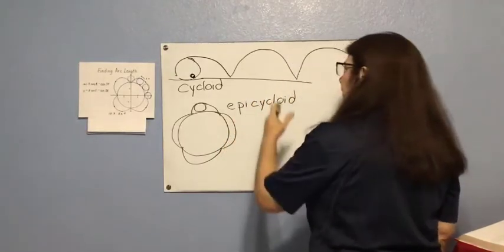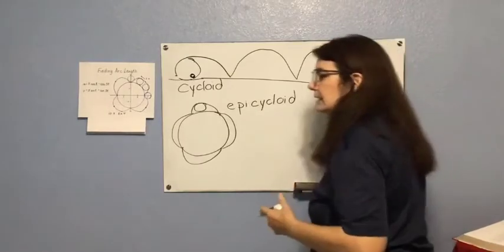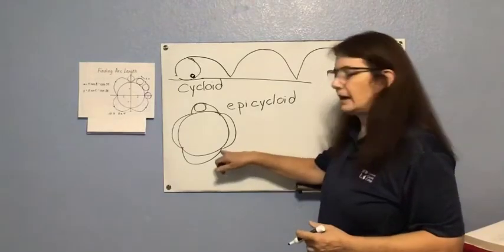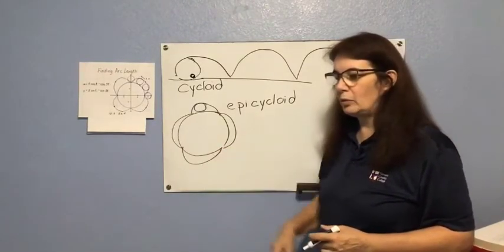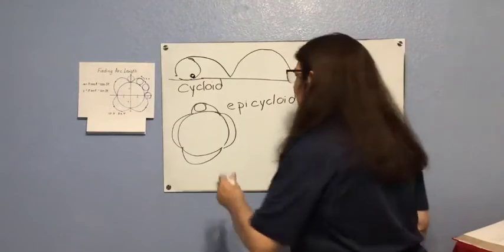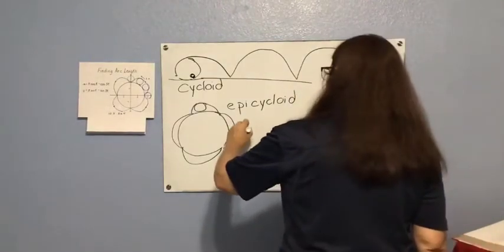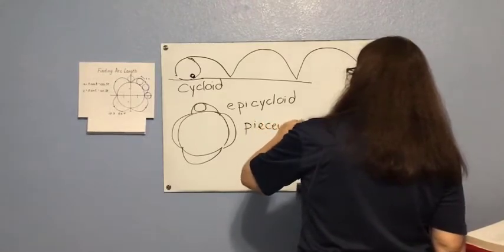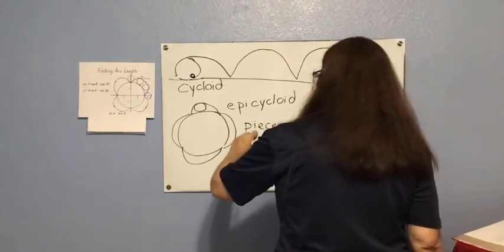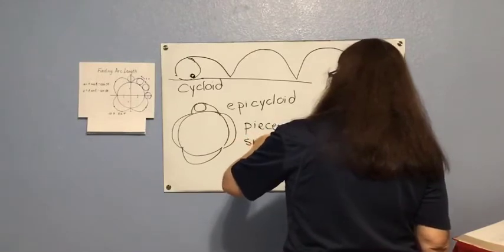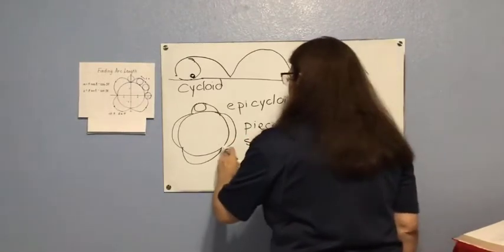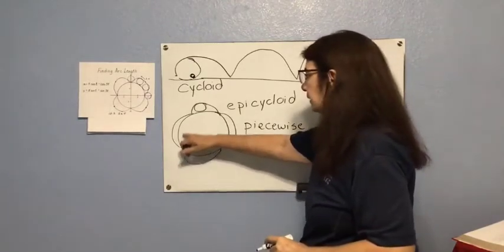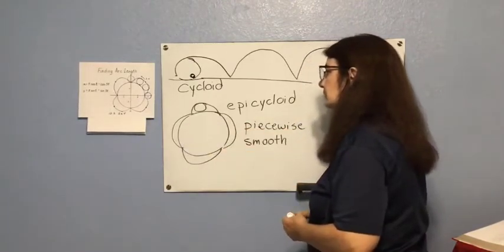And all these cycloids have in common, technically they are not continuous functions because they have these points in them, but we can work with them by saying that they are piecewise smooth curves, which means that most of the time they're smooth, but they do have these little breaks in them, and so they're only piecewise smooth.